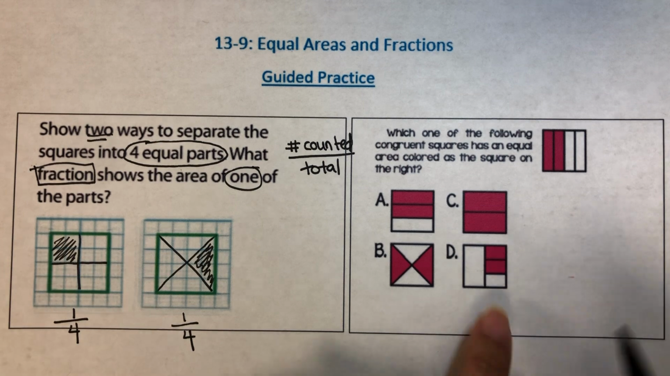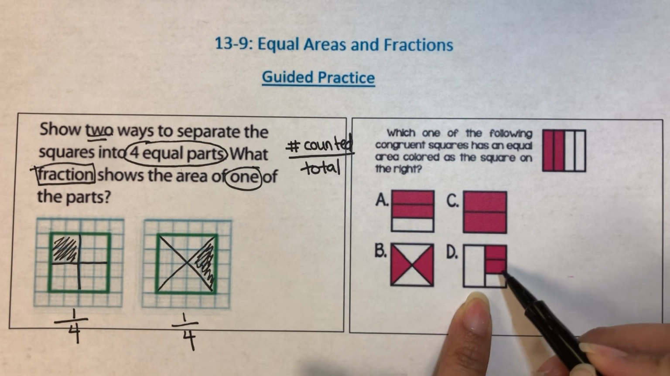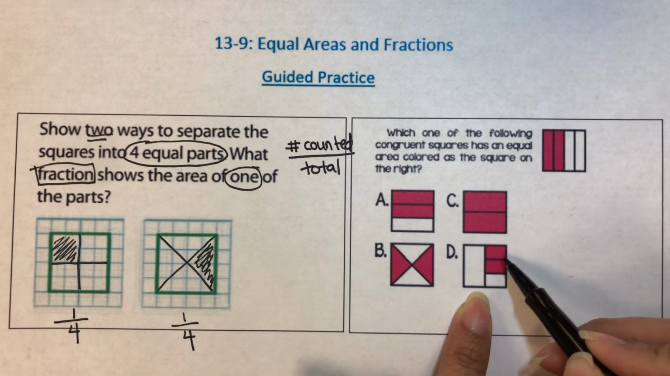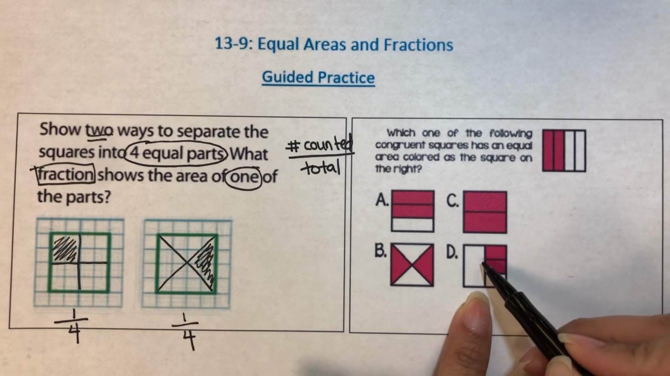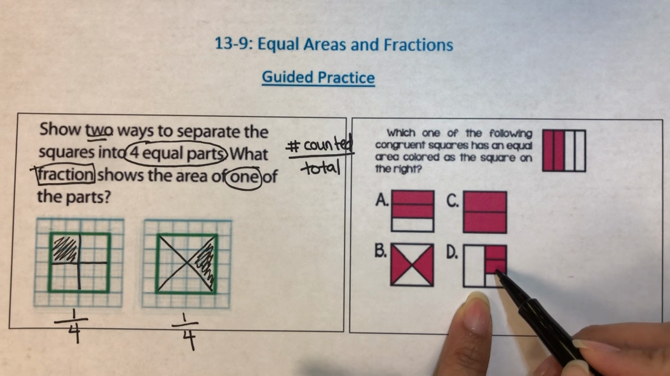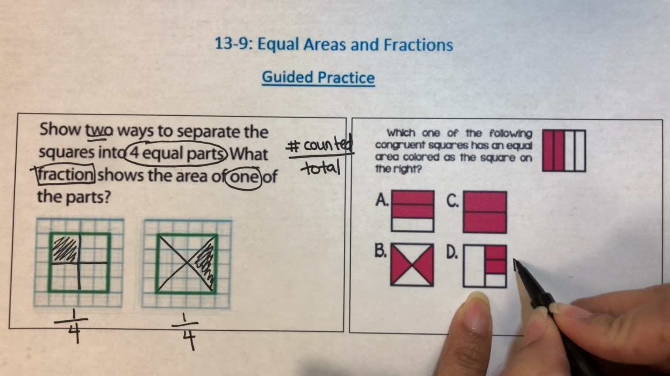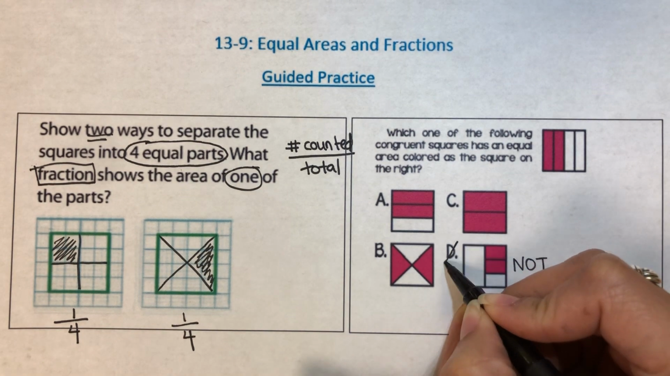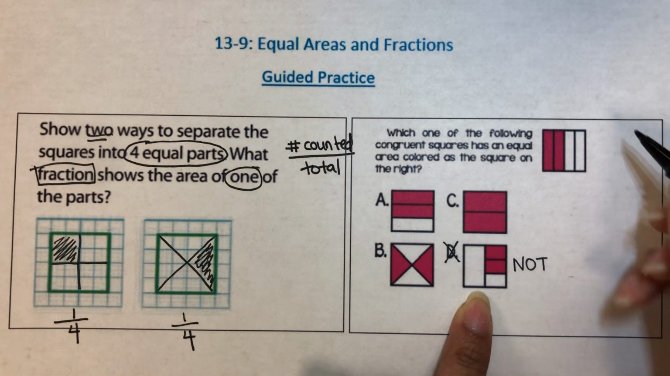Now taking a look over here at D, at this model. This model shows 2 parts shaded out of a total of 4 parts. But this is not a fraction because the parts are not equal. The parts do not cover the same amount of area. This right here is not a fraction. It cannot be used to model a fraction.